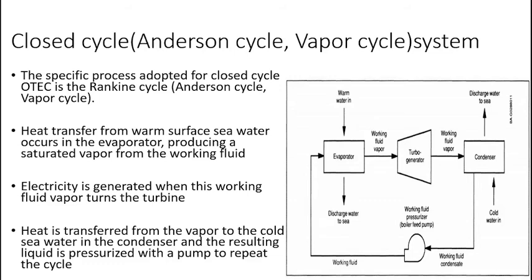The working fluid vapor turns the turbine to produce electricity. And now again the working fluid vapor goes to the condenser side. So in the condenser we use cold water from the deep ocean. So in the condenser, heat is transferred from the vapor to the cold sea water, and the resulting liquid is pressurized with a pump to repeat the cycle.